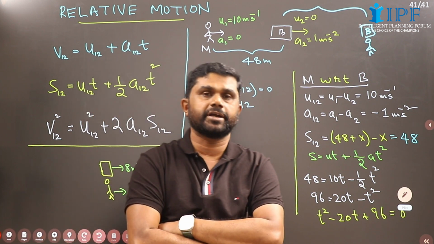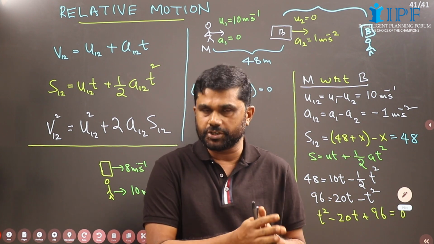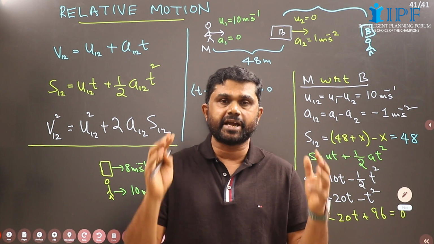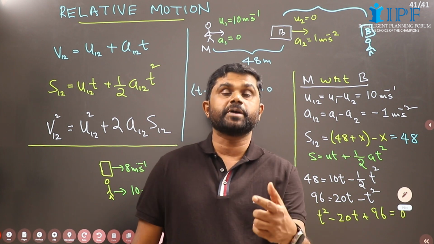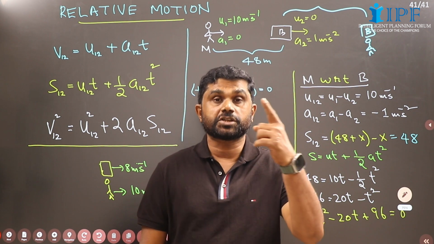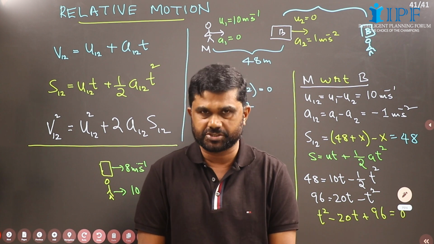This is what I have told you earlier. Relative velocity of 1 with respect to 2 is v1 minus v2. Not only the velocity, but displacement, acceleration, everything you have to find like that. Displacement of man with respect to bus means displacement of man minus displacement of bus.